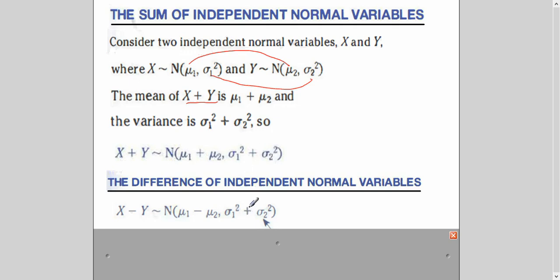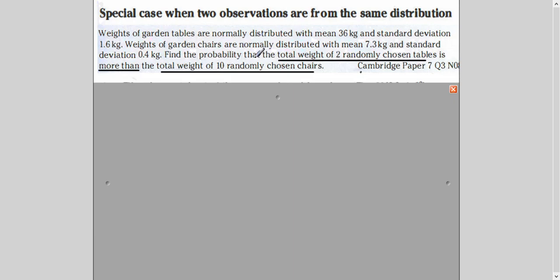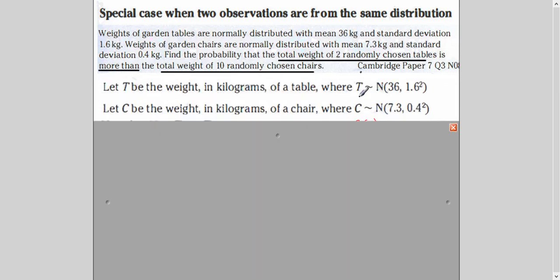So this is how you will get your new distribution, and you will apply a standard procedure for finding the probability. Okay, so let's take two examples. This is talking about garden chairs and garden tables. And for both of them, the normal distribution, mean and standard deviation is given to you in the question. So let's write this in the form of distribution in numbers, easy to read rather than in words. For the garden table, your distribution is mean 36, variance 1.6 squared. And for chair, we are taking these values ourselves, 7.3 and 0.4 squared. So you have the distributions here.